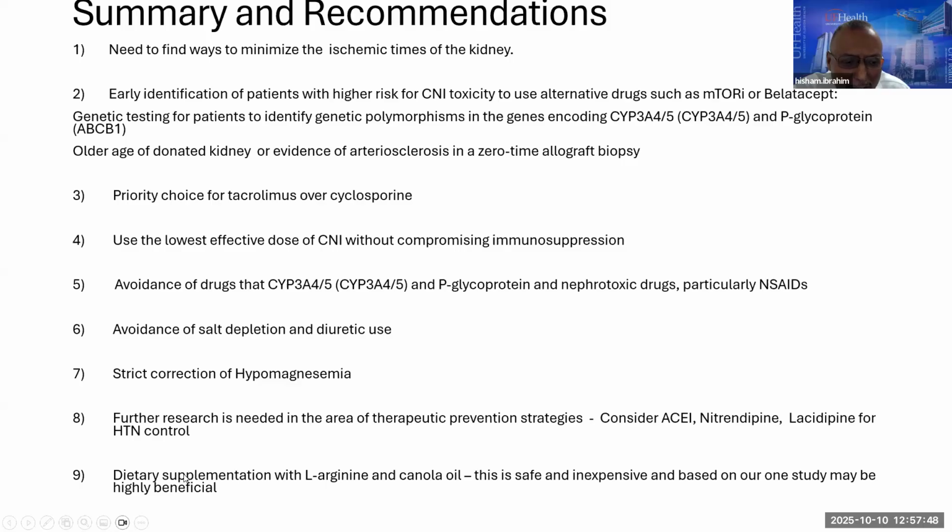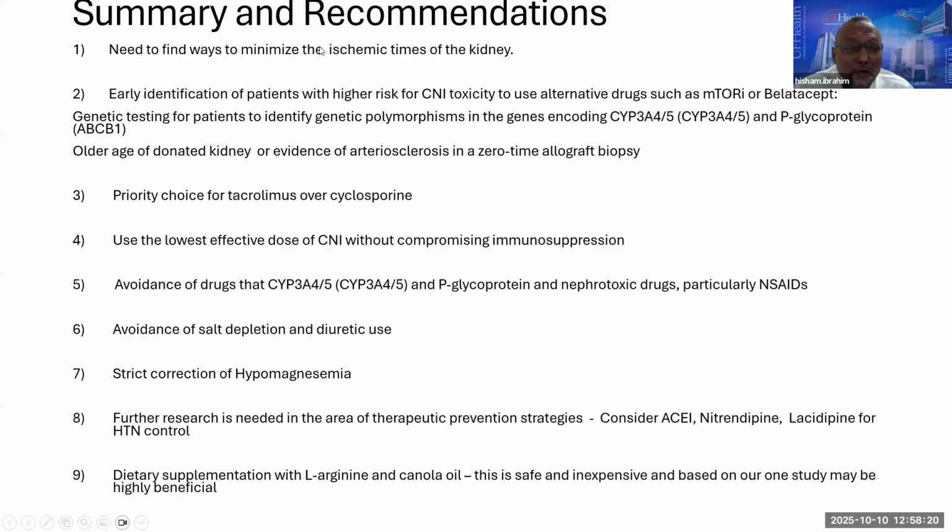Dietary, this diet of L-arginine and canola oil is cheap, inexpensive, and advising the use of herbal antioxidants is not going to harm the patient. So this is potentially something we can recommend despite the low evidence that we have at the moment. We don't have human trials. Well, we do have in the case of L-arginine and canola oil, but it needs to be corroborated by further studies. So this is something that we can recommend.